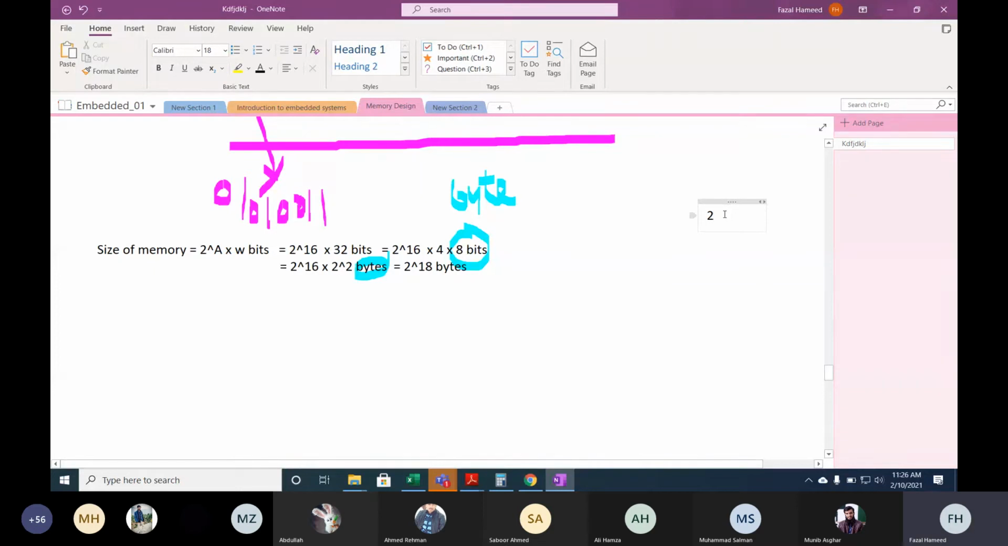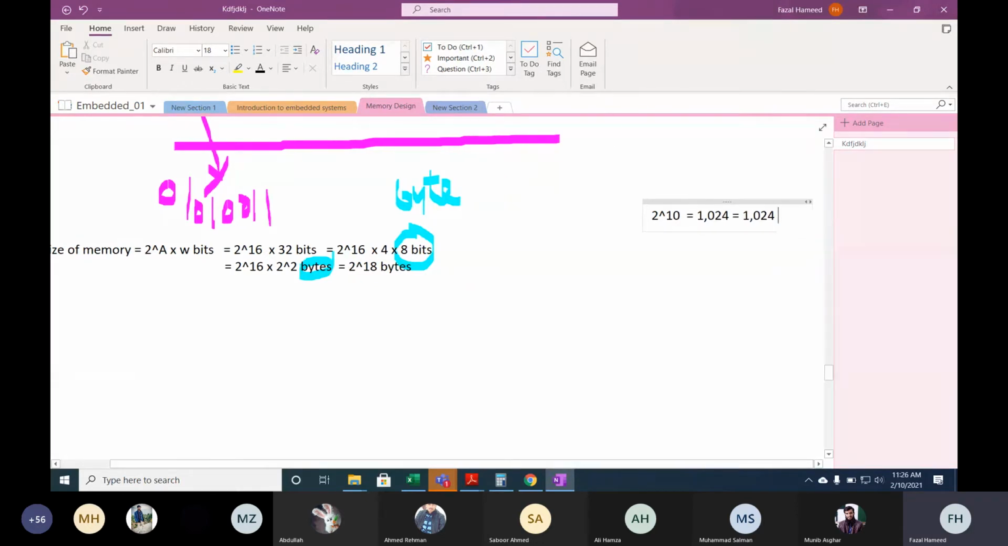2 to the power 10 is equal to 1024, which is a kilobyte. Am I right or not?